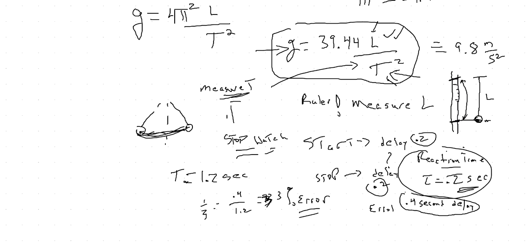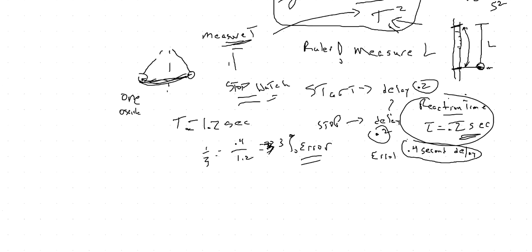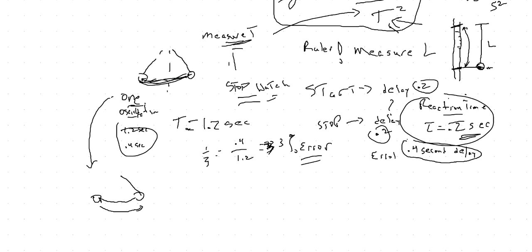Well, what we do is we do not count only one oscillation. Remember, one oscillation should take about 1.2 seconds compared to the 0.4 seconds reaction time, which is like 1/3, or 3 to 1. That's not good. So instead of one oscillation, we let the pendulum go back and forth. Watch this. One, and we do this 30 oscillations.